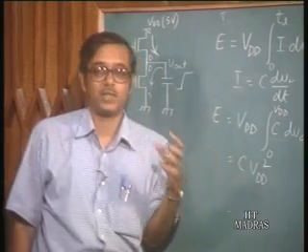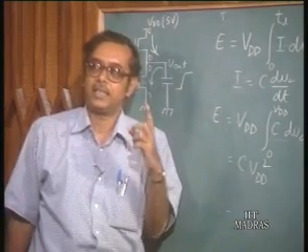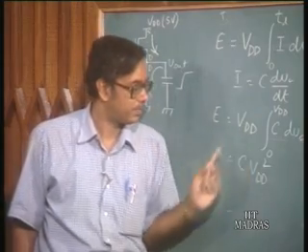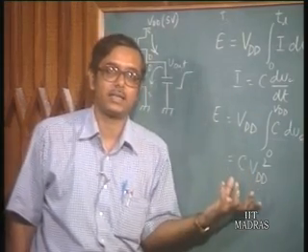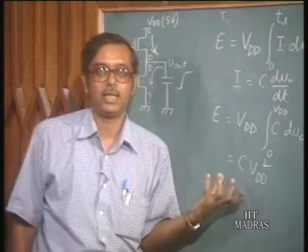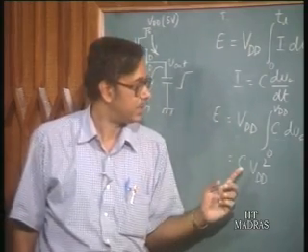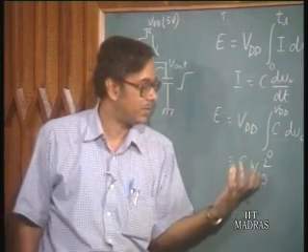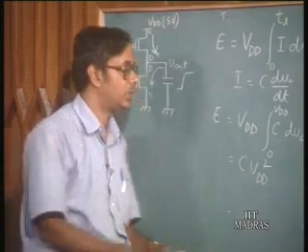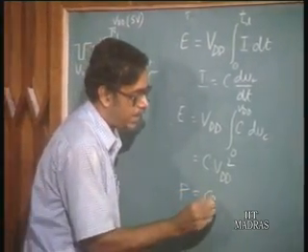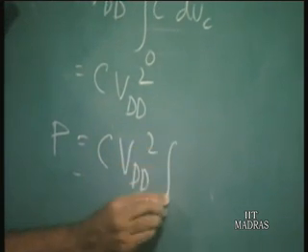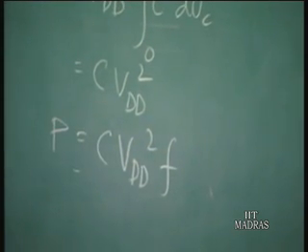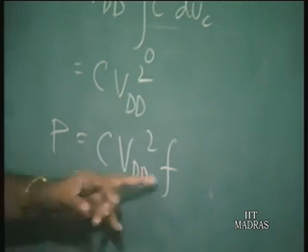So if the frequency of the clock is f, that means there will be f such transitions or f such cycles per second. So per second there will be f such events taking place, and since in each event you have an energy transfer of C VDD squared, the total power dissipation can be given as P is equal to C VDD squared into f. So this is the power dissipation of the CMOS inverter.